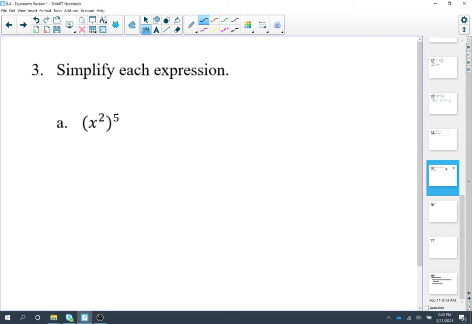So example 3, simplify each expression. Letter A, x to the second power to the fifth. So we're going to take our 5, which is an exponent, we're going to distribute it to our other exponent. When we do that, we're taking x to the second power times 5, which is x to the 10th.